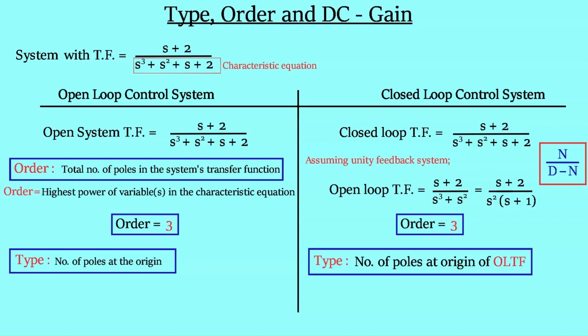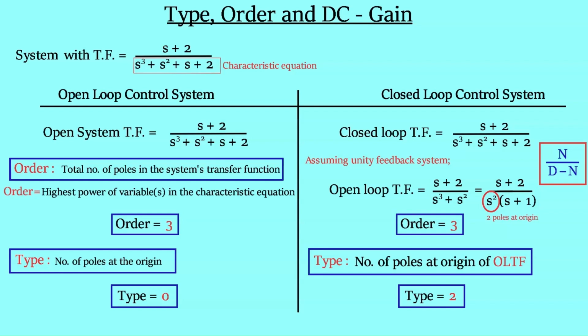Now see what is the meaning of type of the system. It represents the number of poles at the origin. You have to remember this point that for closed loop control systems, type is defined only with the help of open loop transfer function. However, for open loop control system, it is quite straightforward as we are having only one type of transfer function for open loop control system. So, for open loop control system, the type will be 0, whereas for the closed loop control system, the type of the system is 2.